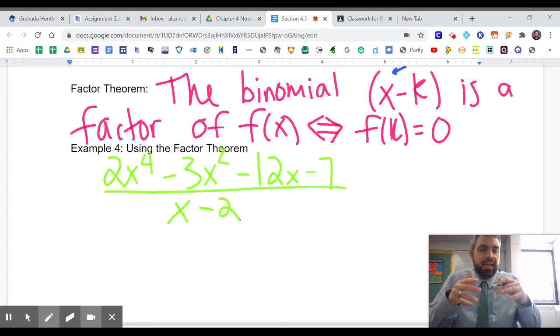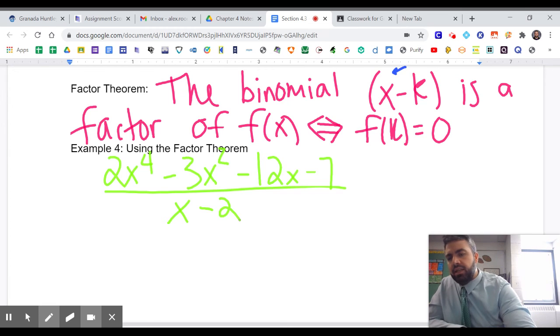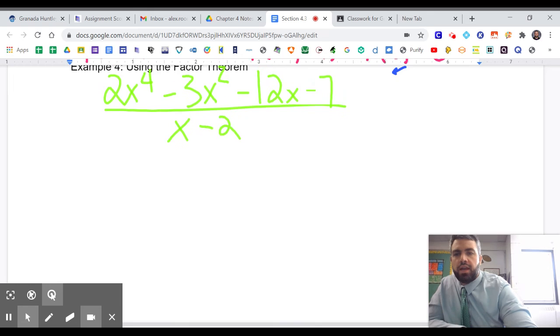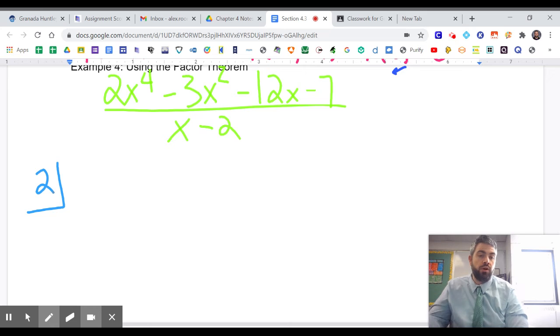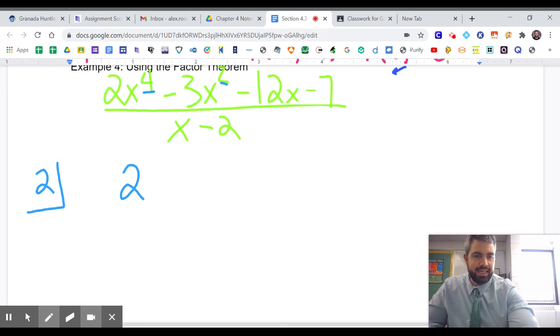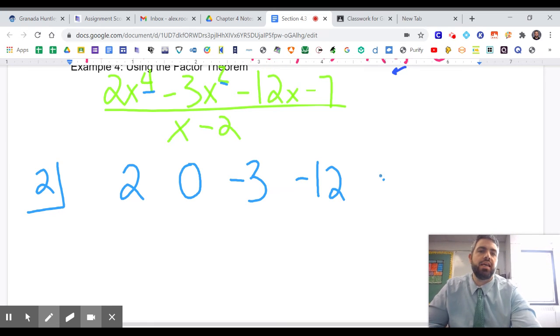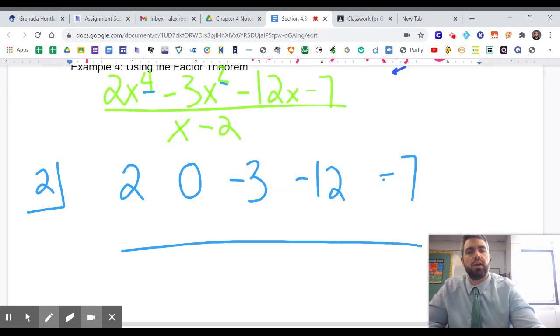So what that means is I'm going to create my synthetic substitution problem. In my box, I'm going to put in 2 because it's always, remember, x minus r. So r in this case is 2. I'm going to write my coefficients. Now, there is something that's rather important. Notice that this is power 4 and then this is power 2. Where's power 3? Well, power 3 actually is there, but its coefficient is 0. So we need to make sure we make note of that. So it's going to be 2 because that's x to the fourth, 0 because that's x to the third, negative 3 because that's x squared, negative 12 because that's x, and negative 7 because that's our constant, okay?